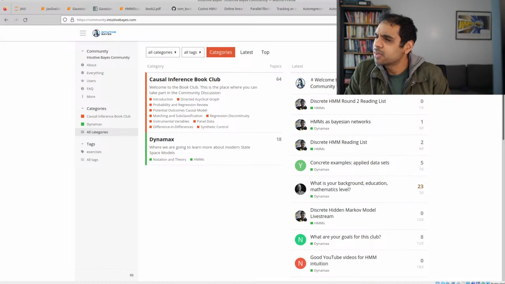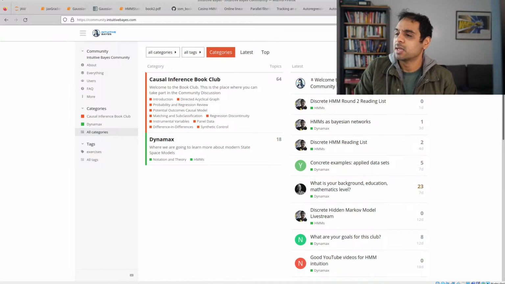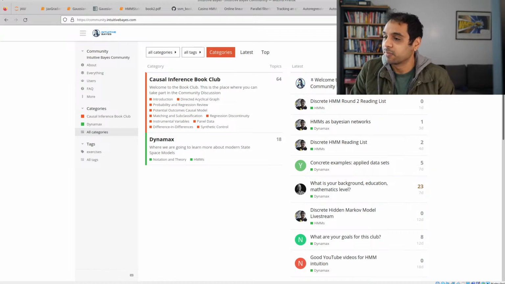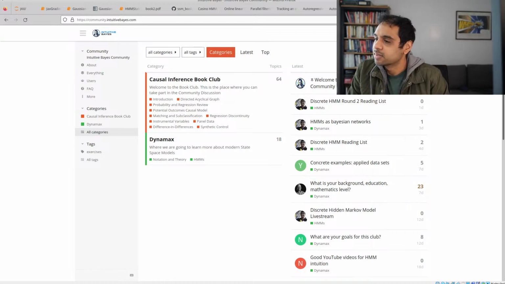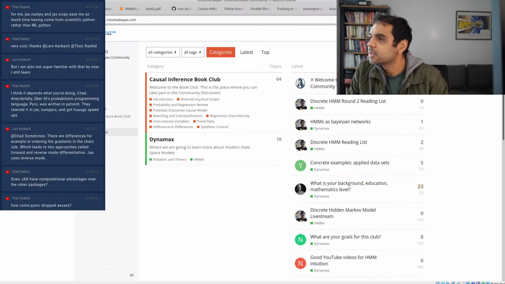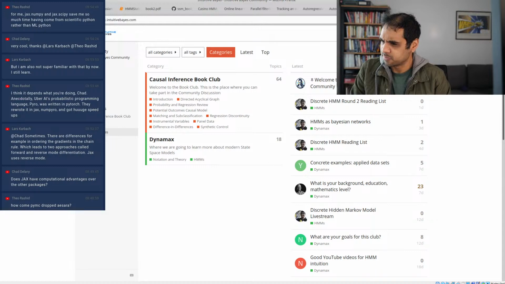Chad says, which is good and bad, able to understand what is going on in the background. Does JAX have computational advantages over other packages? I think I'm reading Lars's answer already. Let's see again if this chat overlay works. Lars says, there are differences in ordering gradients chain rule, which leads to approaches called forward, reverse, mixed differentiation. JAX uses reverse mode.